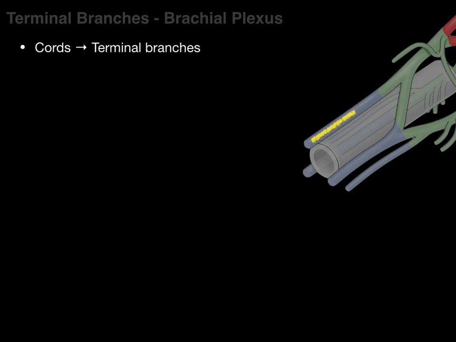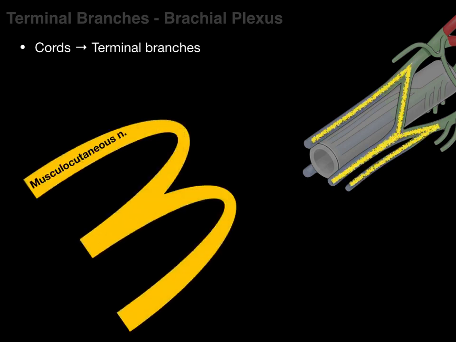And when we look at this, it kind of looks like an M, like the golden arches, where we have the musculocutaneous, median, and ulnar nerves. I actually use that golden arch M when I'm dissecting to find the brachial plexus.